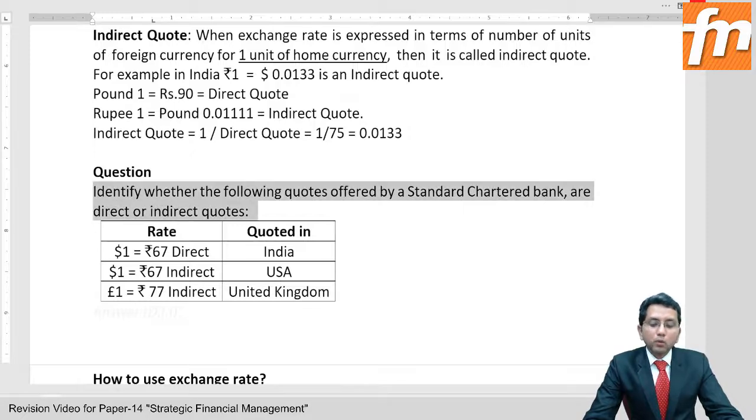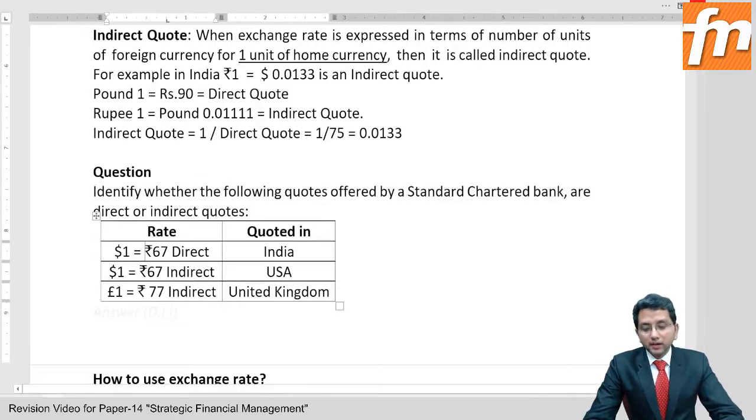Okay, you have one question. Sir, where do I get these questions? See, these are on your screen. I'm not saying that you must memorize these questions. Observe it on screen. If you want, you can pause this video, note down the question, or even take a screenshot and watch it later. Identify whether the following codes offered by Standard Chartered Bank are direct code or indirect code.